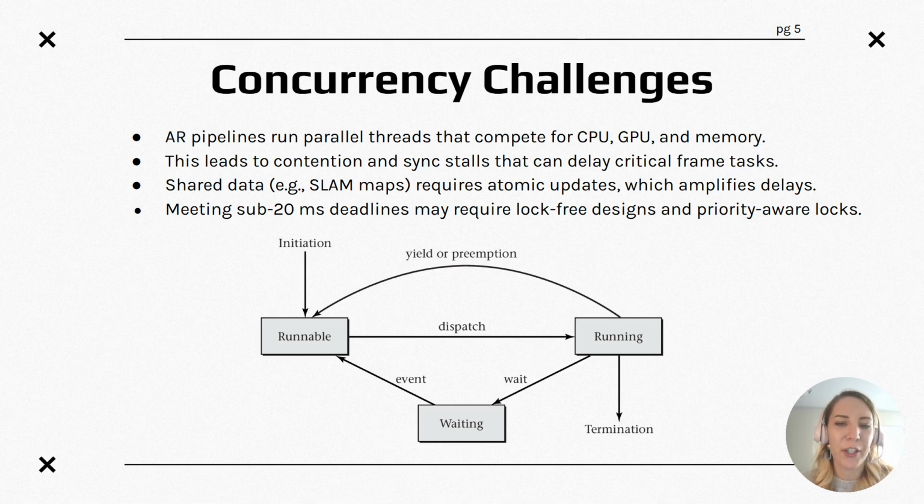There are some concurrency challenges. As I mentioned before, AR systems run many threads at once. They constantly update shared data like spatial maps. This creates lock contention, cache invalidation, and synchronization stalls. If two threads try to update the map at the same time, one has to wait, and that wait can violate the frame budget. Future mobile operating systems will need priority inheritance, lock-free data structures, and more predictable synchronization primitives.